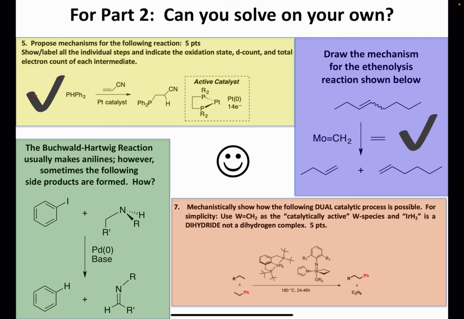All right, so we've done 2 of them now. We've done hydrophosphonation and we've done ethanolysis. Let's now work on this Buchwald-Hartwig reaction. The Buchwald-Hartwig reaction usually makes anilines. However, sometimes the following side products are formed.